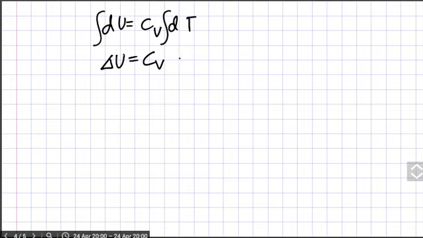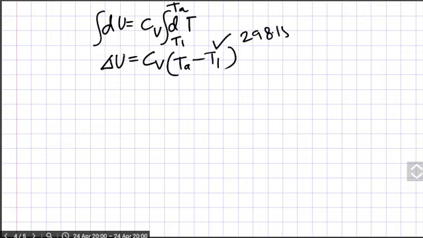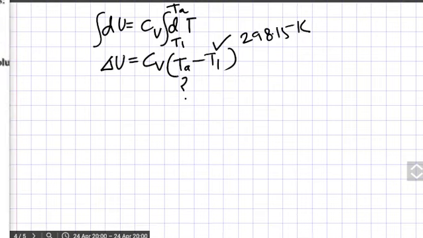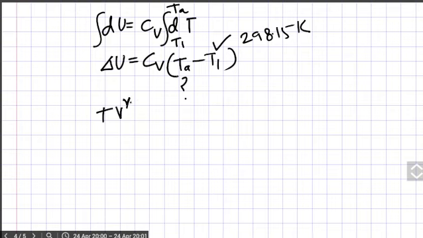du is equal to cv dt, integrate it, then delta u is equal to cv, and this will be integrated from temperature T1, which we know already, this is 25 degrees centigrade or 298.15 Kelvin. Here temperature will be put in Kelvin values, and what is TA temperature? To calculate TA temperature, we will use this formula TV for adiabatic compression. This formula is correct.